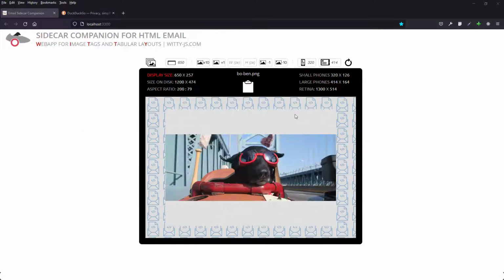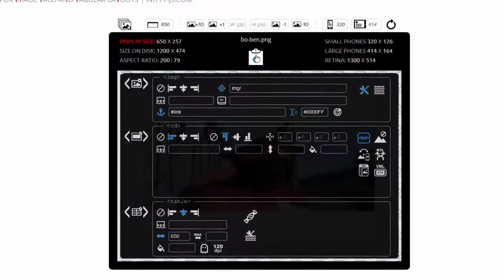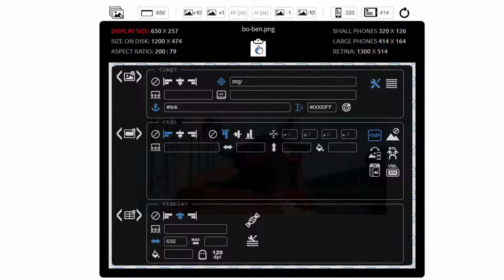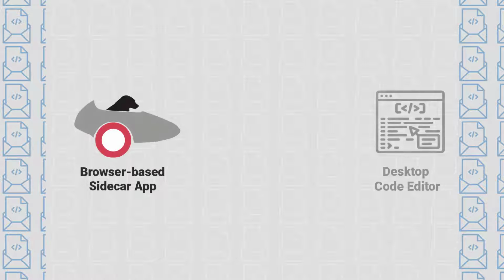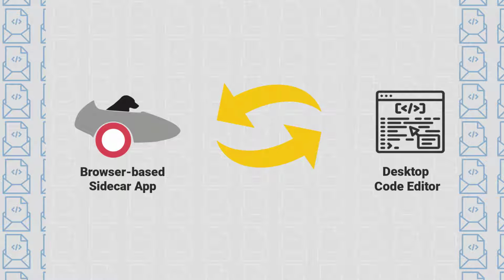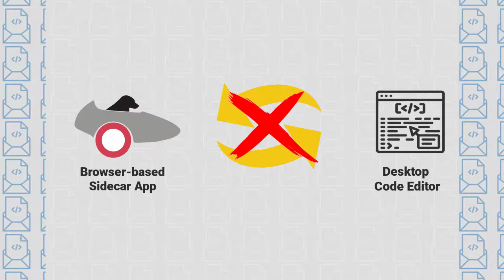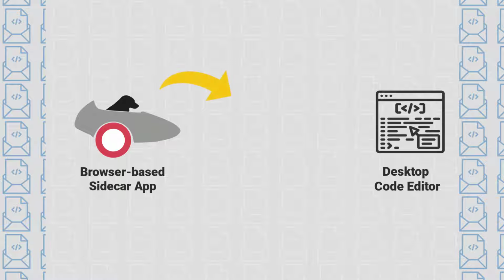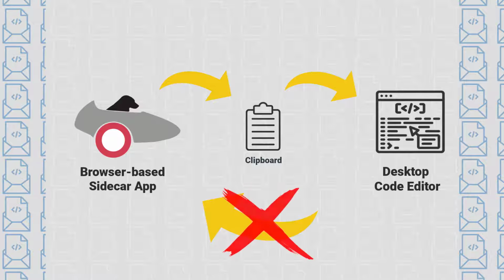Now, as I mentioned earlier, the code panel is the graphical interface where you can create HTML email code blocks. Since the Sidecar app is a JavaScript-based web app, you can't invoke or control it directly from your editor. So to get Sidecar app code blocks into the editor, we have to use the system clipboard. That means that once you've pasted a code block into your code editor, you can't edit it again with the Sidecar app. In that sense, it's a lot like a conventional code snippet.